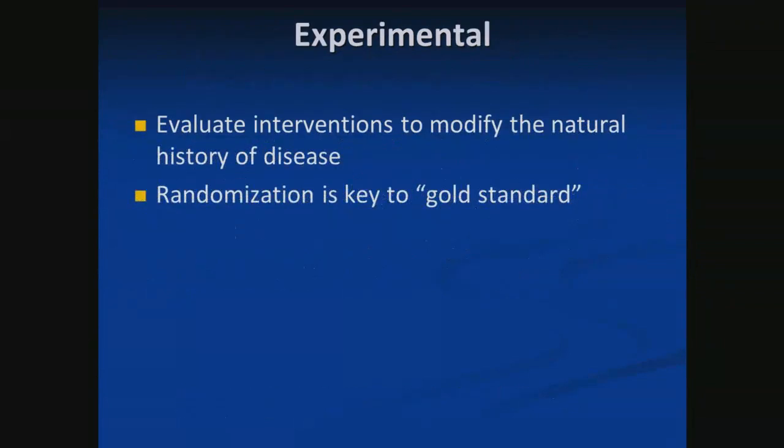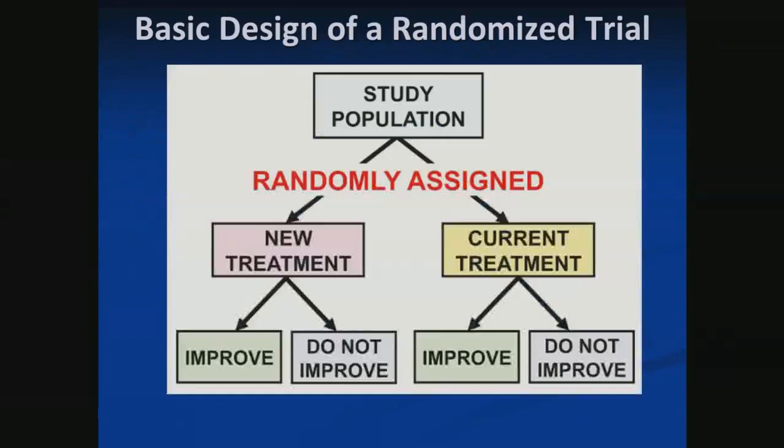Okay, so experimental studies evaluate interventions in order to modify some natural course of the disease. So we're evaluating interventions that we are kind of projecting onto a treatment group, right? Randomization is the key to this gold standard. What makes this the gold standard is that we're randomizing. So we're trying to make people as comparable as possible.